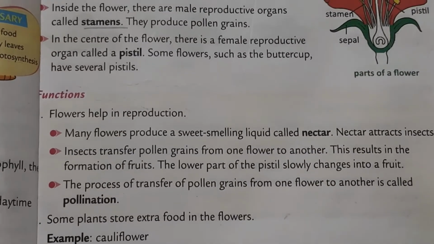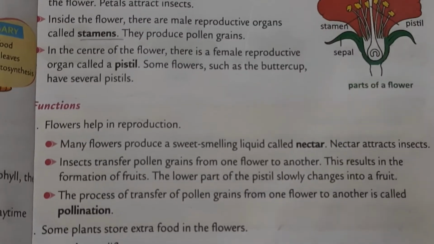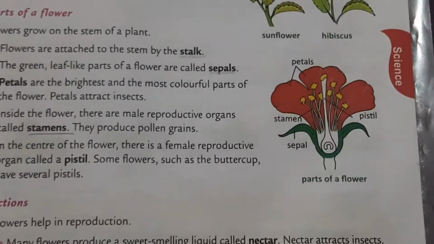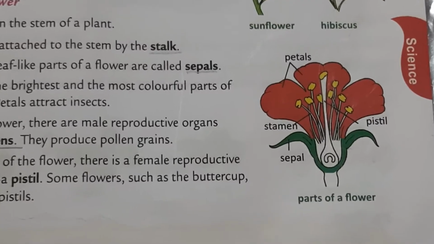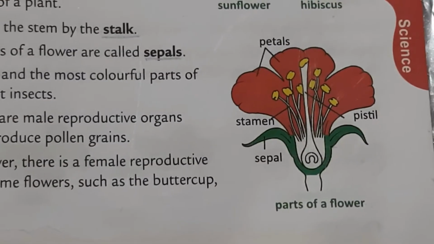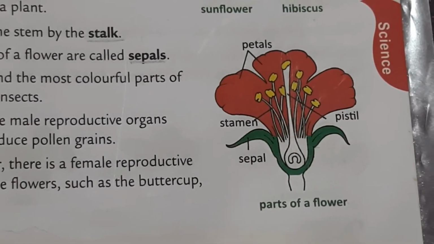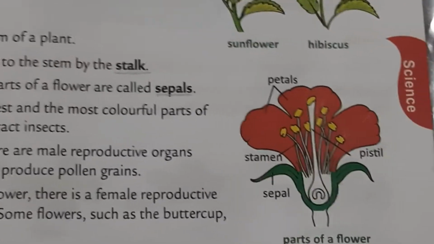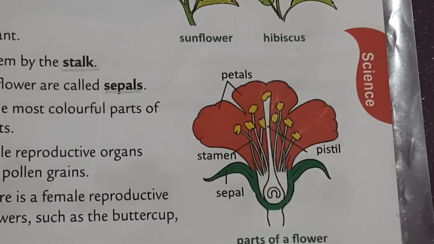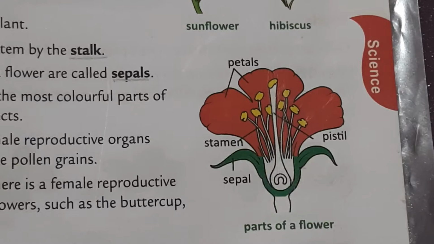another. Since stamens are male reproductive organs, they produce pollen grains. These pollen grains are transferred by insect to the pistils, which are the female reproductive organs. This is how fruits are formed.